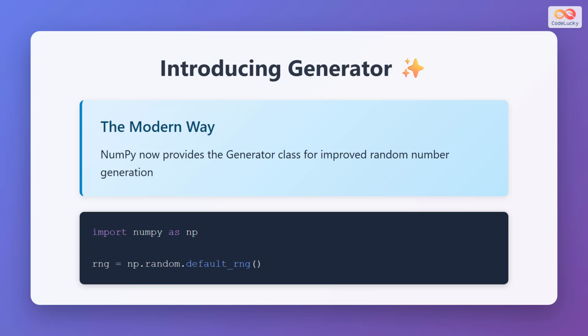NumPy now provides the generator class as the modern way to generate random numbers. This is a significant improvement over the legacy methods. To create a generator, you simply call np.random.default_rng. This single function call creates a new generator instance that you can use throughout your code. The generator approach solves all the problems of the legacy system and provides a cleaner, more reliable way to work with random numbers.